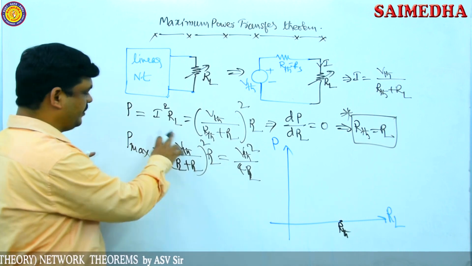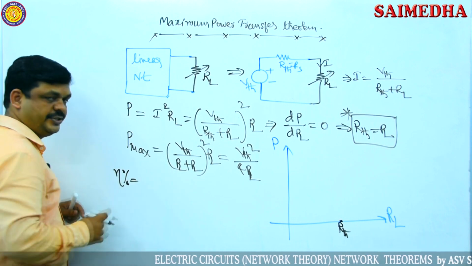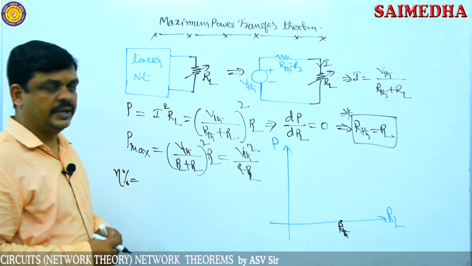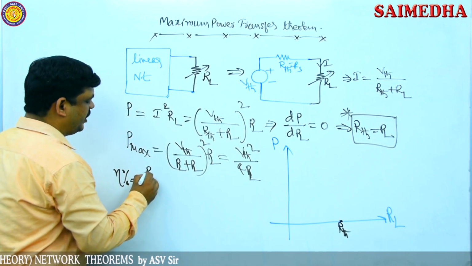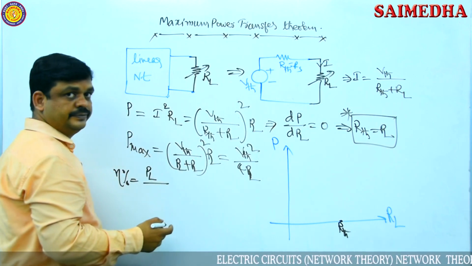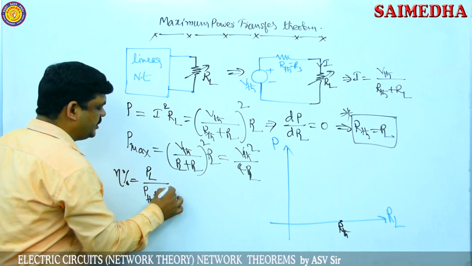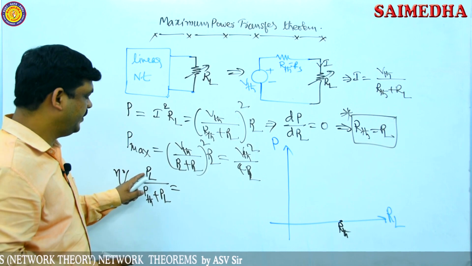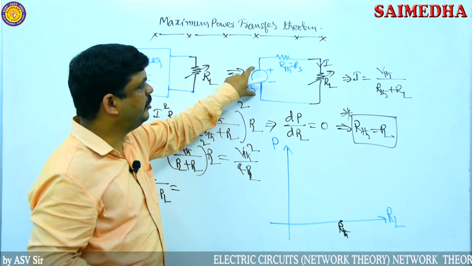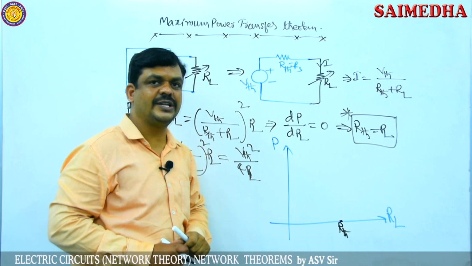Now from the maximum power equation, I am writing here efficiency, in terms of percentage. The general formula for efficiency is output power by input power. Here the output power is the power of the load resistor, and the input power means the total power, which is the power of Thevenin's resistance plus the power of the load resistance RL.